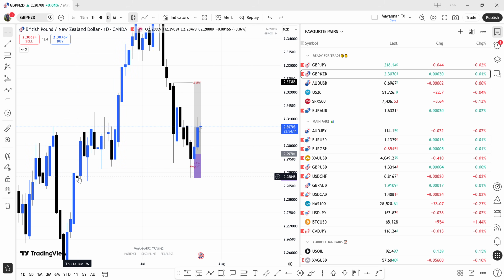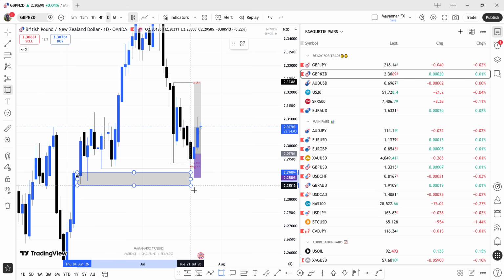This is another block. This is another block, which price mitigated from already. And this is an old low. Price swept it. And this is a range. Look at this big candle. Focus on this candle, from up to down here. All these candles are internal candles, inside the range.